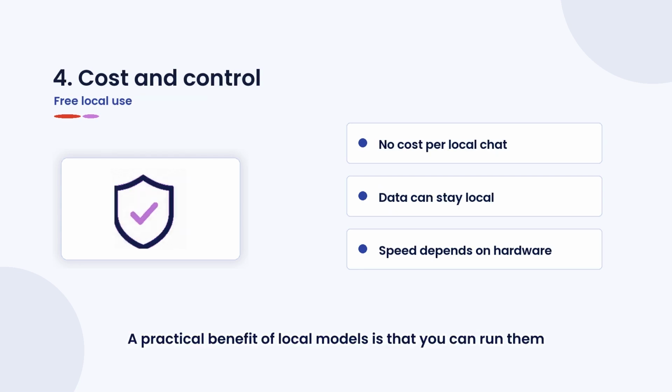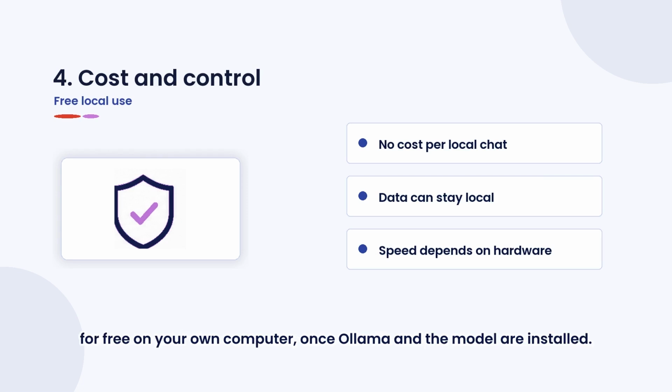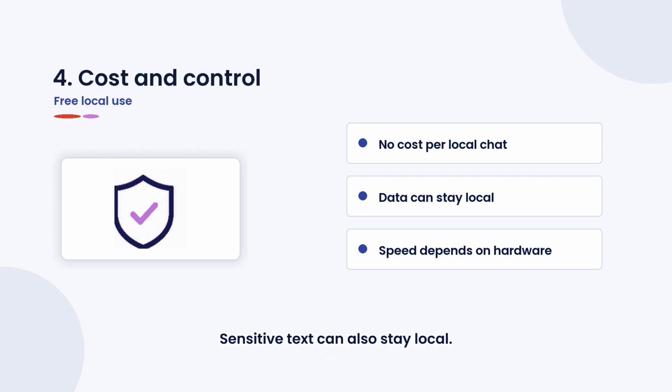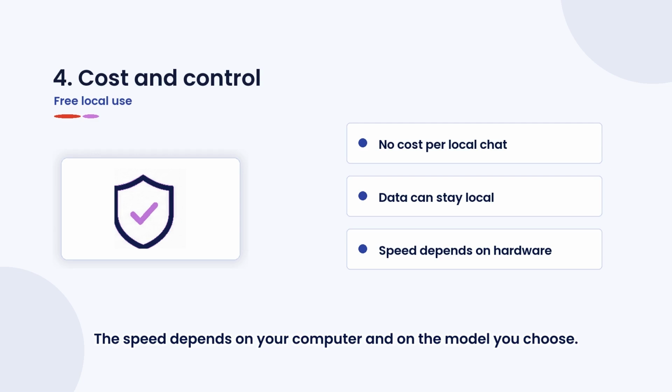A practical benefit of local models is that you can run them for free on your own computer once Ollama and the model are installed. Sensitive text can also stay local. The speed depends on your computer and on the model you choose.